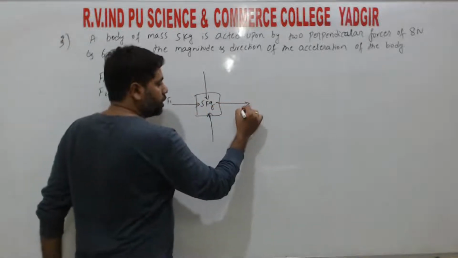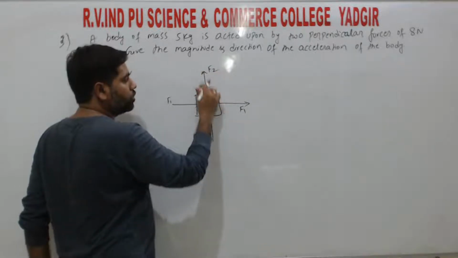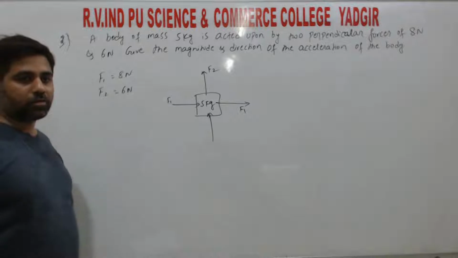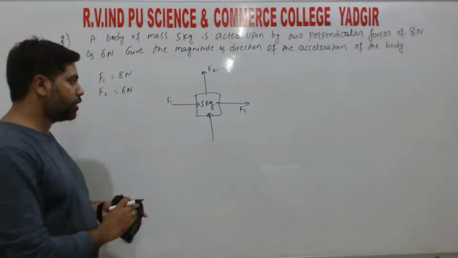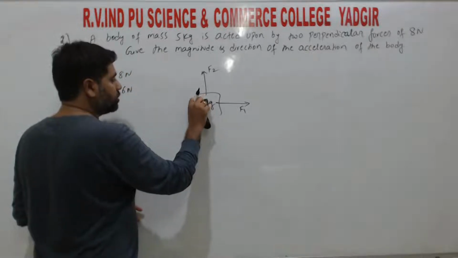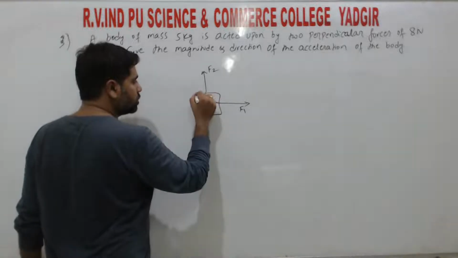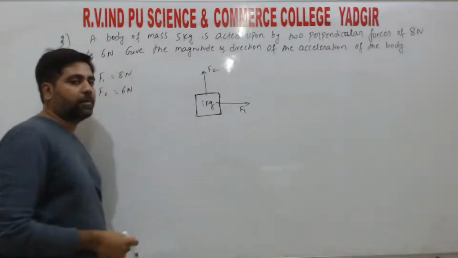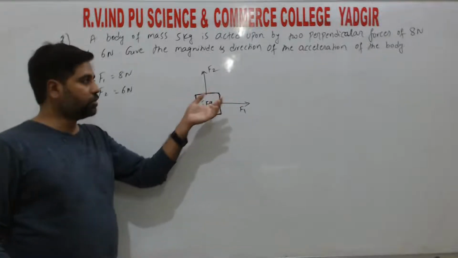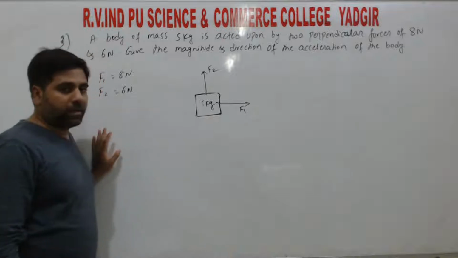Otherwise you can take F1 in this direction, F2 in this direction, right? That is your choice, you can take any direction. But to help with simplification, we need to take these two forces as pulling. So we considered the two forces as if pulling the object. Either we can take two forces by pushing or by pulling. So here we have taken these two as pulling, right?